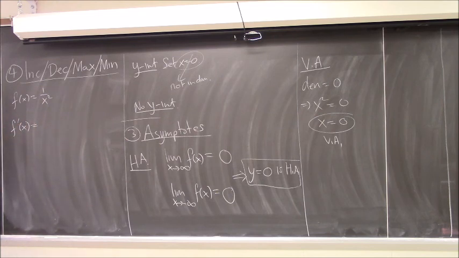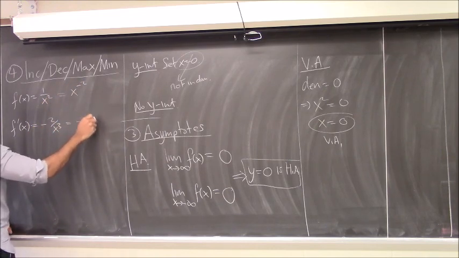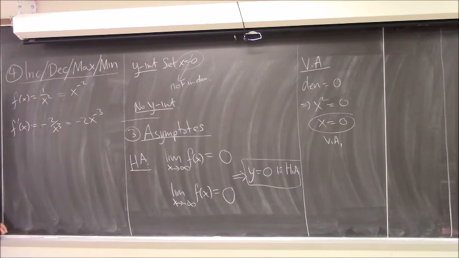And what's that going to be? Negative 2 over x to the third. Right, because I would think that this is x to the minus 2, so the derivative should be minus 2x to the minus 3, which is that guy.